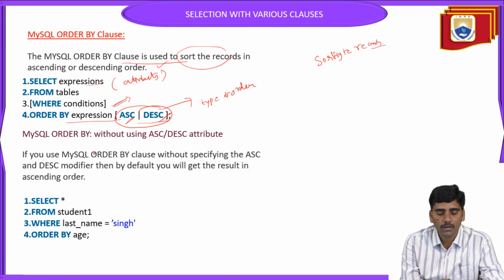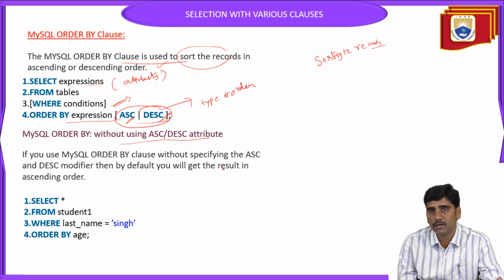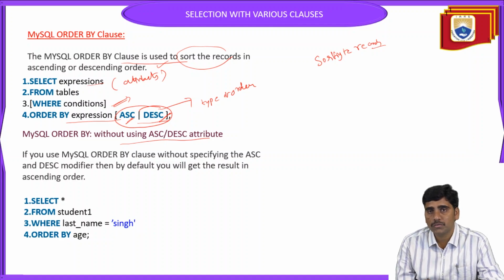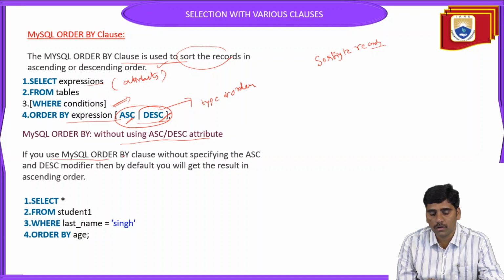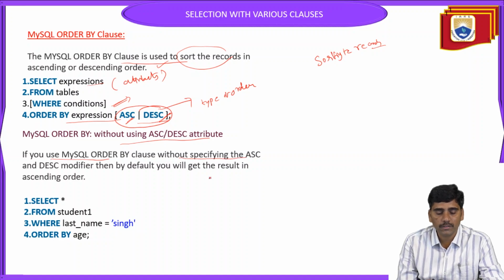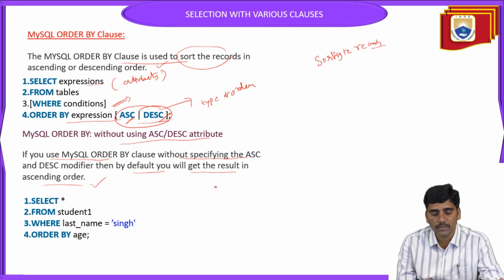MySQL ORDER BY without using ascending or descending order. By default it is taken as ascending order. When you specify descending, it displays the values in descending order. If you use the MySQL ORDER BY clause without specifying the ascending or descending modifier, then by default you will get the result in ascending order. That is what we mentioned here.